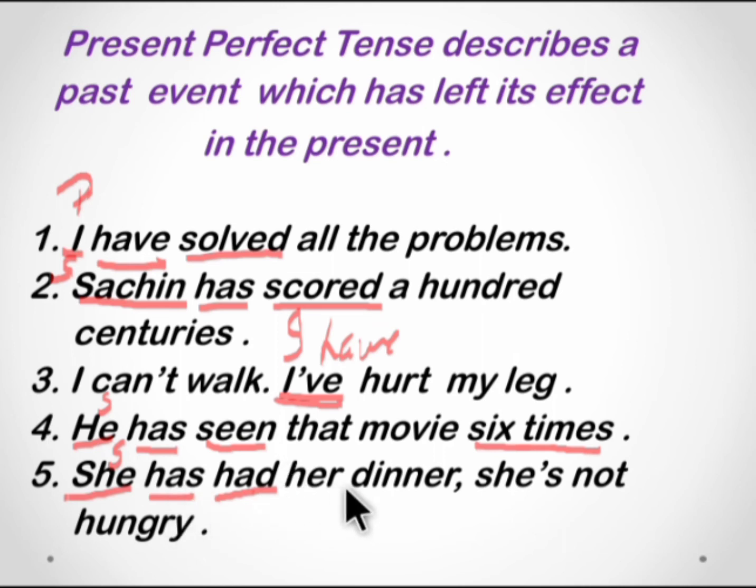She has had her dinner. She is not hungry. So the effect of having that dinner is there. She is not hungry and she doesn't want to have anything else now. So the effect still remains.